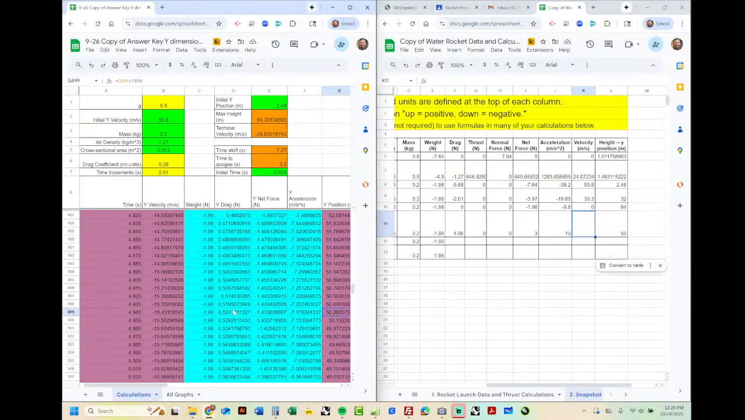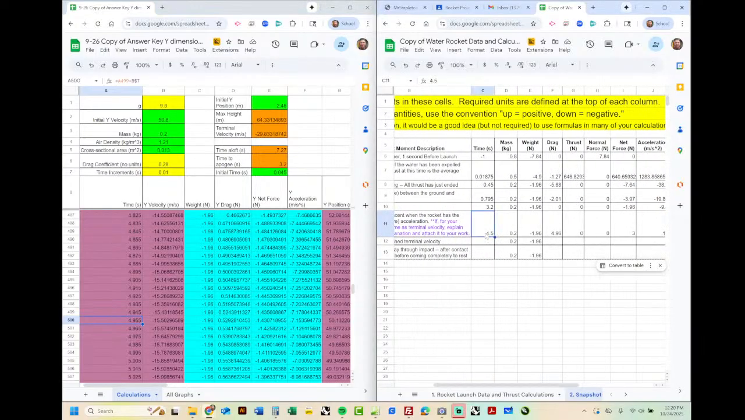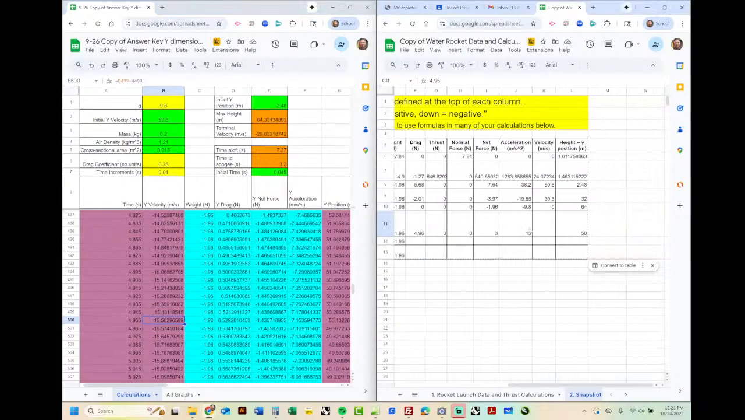Now I'm at about 50 meters, and it says the time is 4.95. So maybe I'll pick that instead, 4.95, or I could even round it to 5. So I decided what the height was going to be, and then I used that. And it says that the velocity is negative 15.5. So I'm going to put that in.